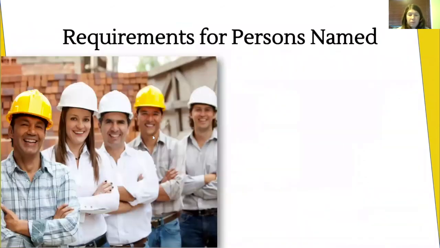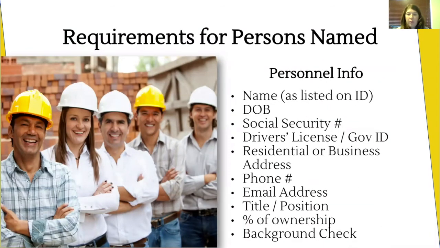So similar to the requirements for a qualifying party, for any other person that's named on the application, they need to give us their name as it's listed on a government issued ID, date of birth, social security number, government issued ID, which is most commonly a driver's license, a residential or business address, phone number and email address so we can contact them if needed, the percent of ownership, and then they also need a background check.